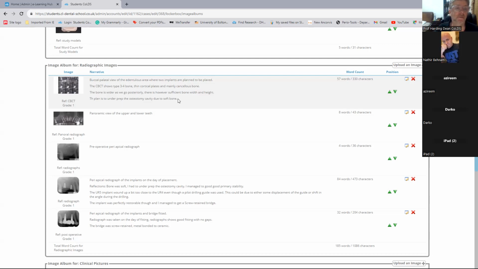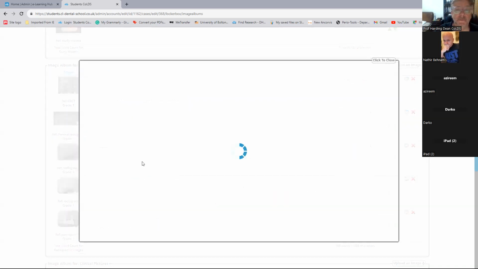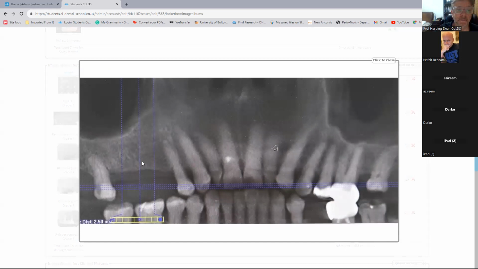If you can go sling a few more dimensions in there, you've pretty well got that. You know, I'm happy with that. Now, the panoramic view. Let's have a look at the panoramic view. This is a standard 2D panoramic view.